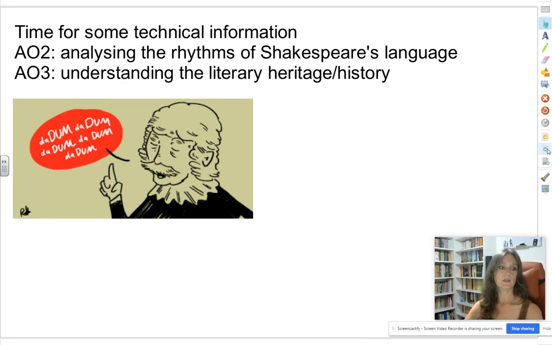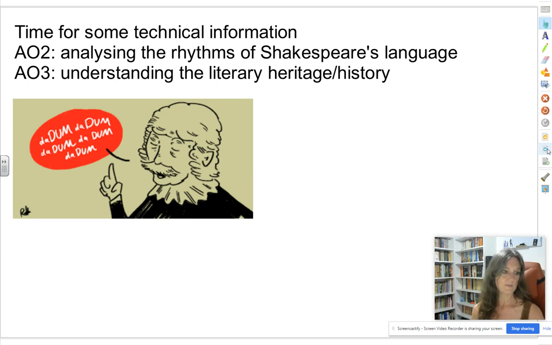Okay, what we are going to think about now is a little bit of technicality. So we're going to be thinking about AO2, and specifically for AO2 we're going to be thinking about analysing the rhythms of Shakespeare's language, and this kind of rhythm that Shakespeare writes in also kind of trickles into AO3. AO3 is about social and historical context, but that can also include literary heritage and the history of the genre of drama. So where drama and the way that dramas are written come from.